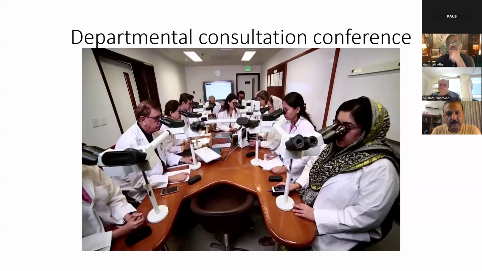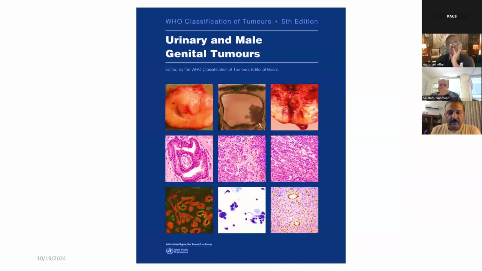Sometimes the cases are very challenging for us. For that we have departmental consensus meetings for various specialties, where we come up with a consensus diagnosis for a particular case. So this is the current WHO classification of the urinary and male genital tumors that we follow. It's kind of a holy book for the tumor classification. This current edition is the fifth one, which came in 2022.